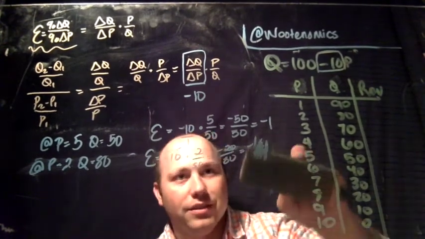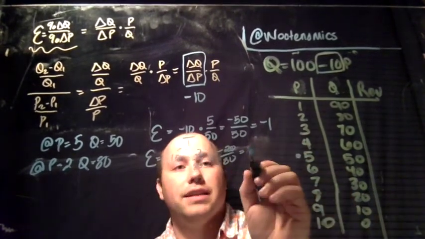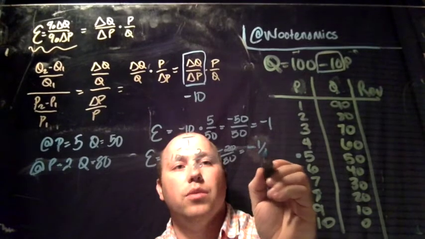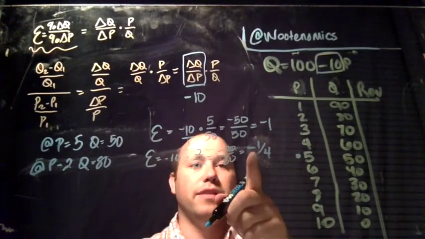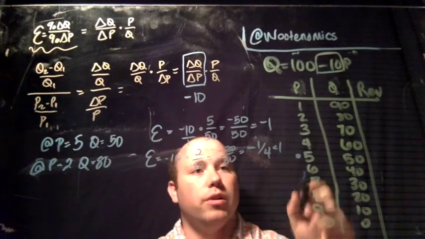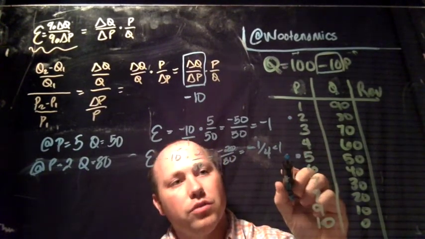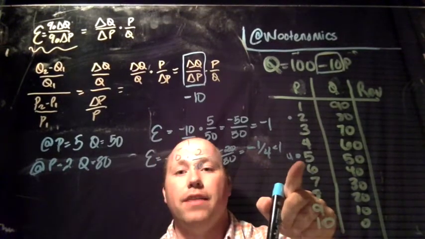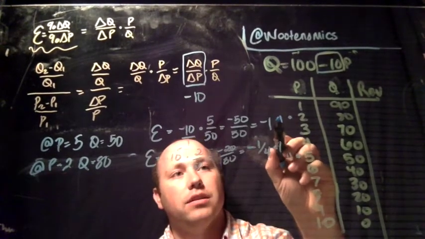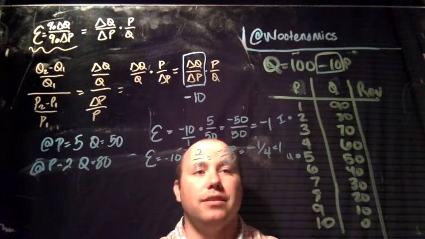I'll reset so it's a little easier to see. So minus 1/4, that's an inelastic number. We know that it's always negative, and this value is less than 1. So we would call this point an inelastic number. I'll just write a U here by the 5 because we found that was a unit elastic. I'll write an I by 0.2 because we found that was inelastic.